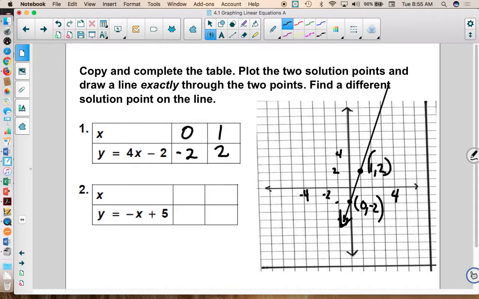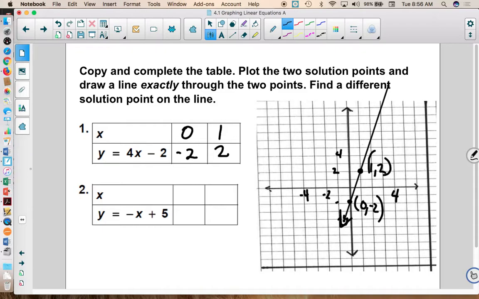Extend that line on both sides. Okay, don't just stop there at that point, because you need to extend it on out. Okay, good. Some of you have already done the second graph.